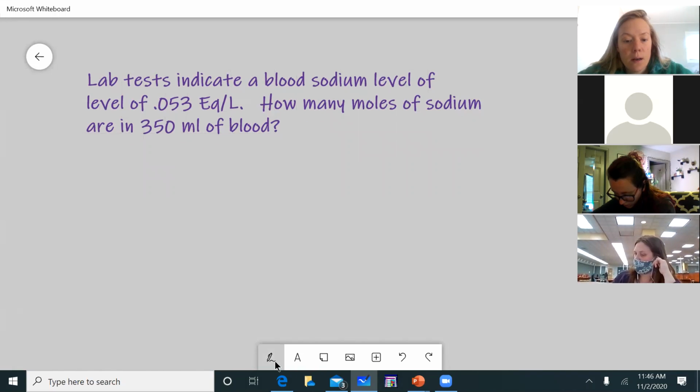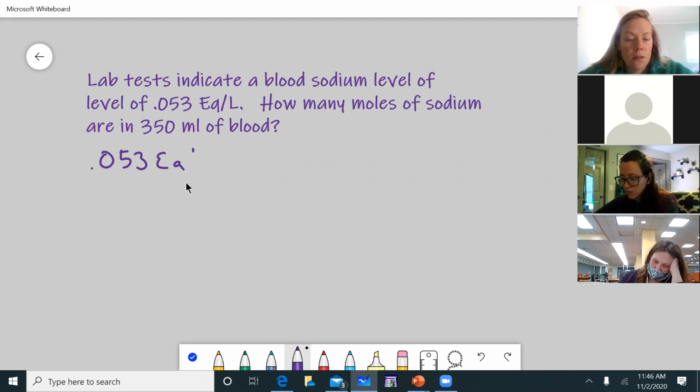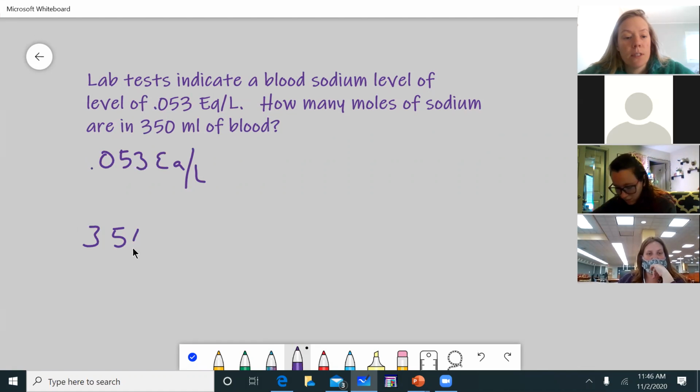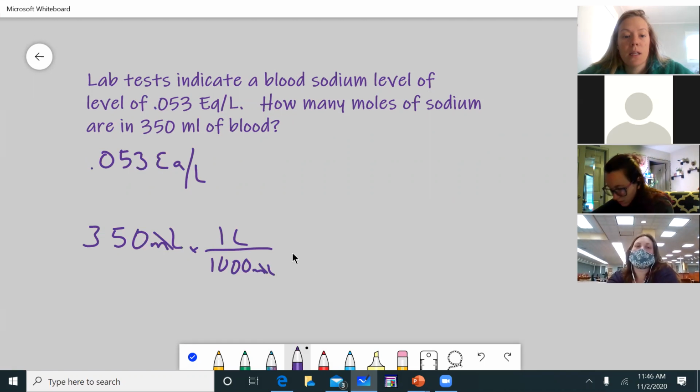Okay, so looking at this problem here, we're talking about sodium, and it says that we have a blood sodium level of 0.053 equivalents in every 1 liter of blood. How many moles of sodium are in 350 milliliters of blood? So we start with our 350 milliliters. Now this is a relationship between equivalent and liter. So I want to get that out of milliliters and get into liters because it's kind of useless if it's in milliliters. So for every 1 liter, I have 1,000 milliliters. All right, that'll get my milliliters gone.